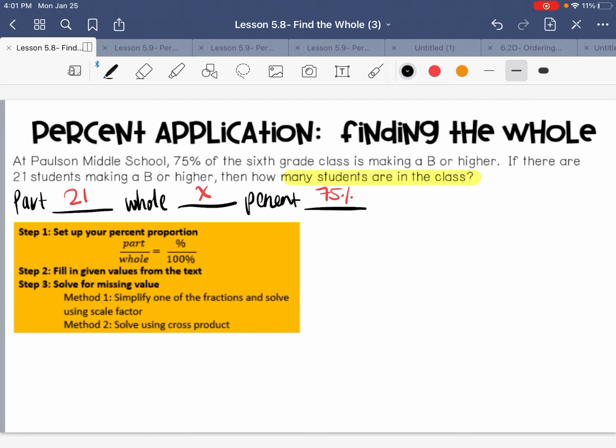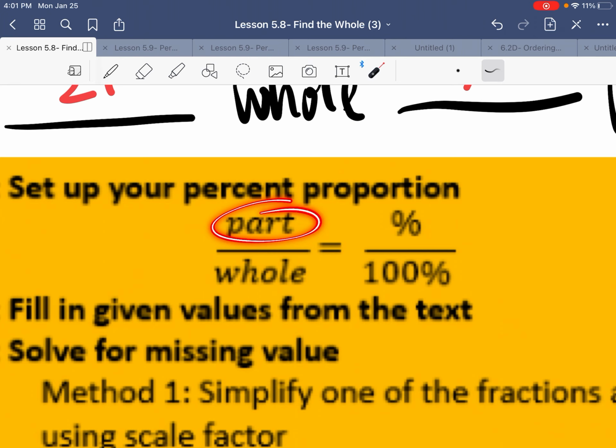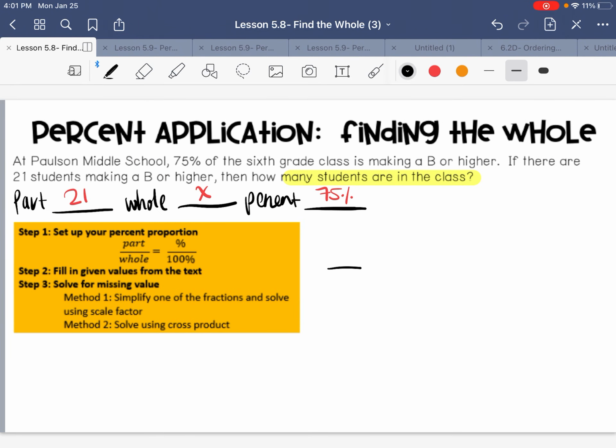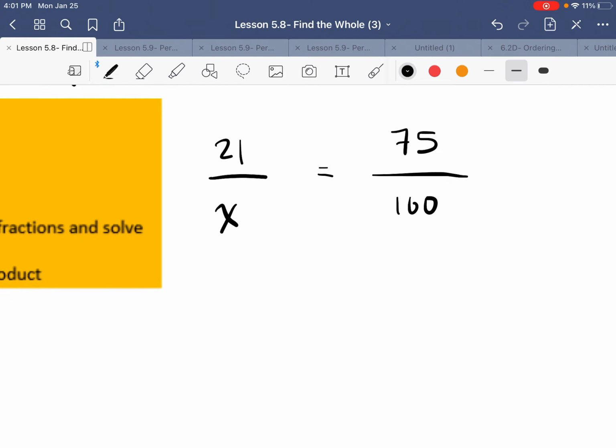I'm going to set up my proportion. My proportion is always part out of whole, as you can see here. Part out of whole equal to percent out of 100. So let me set that up. Part out of whole, so I have 21. That was my part. X is my whole. 75 is my percent, and 100 on the bottom always.